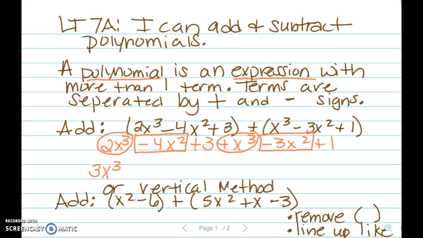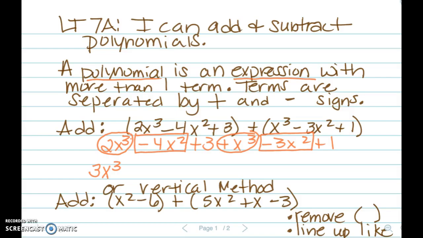So I'm going to start with my 3y cubed minus 11y plus 3. But now I have negative 1 times 5y cubed for a negative 5y cubed, negative 1 times y squared for a negative y squared, and negative 1 times 2 for a negative 2.